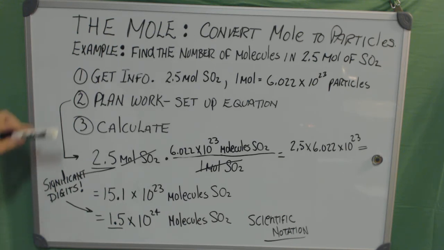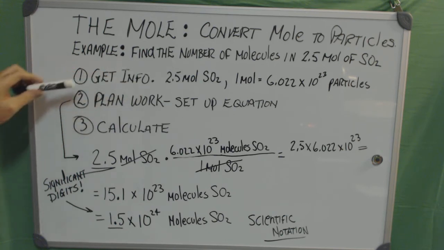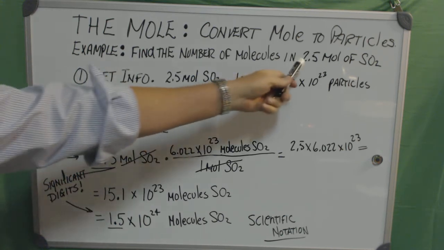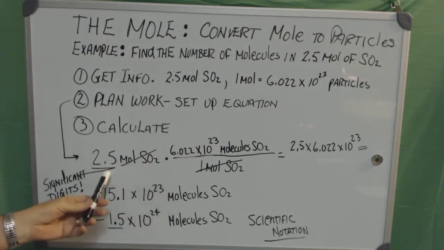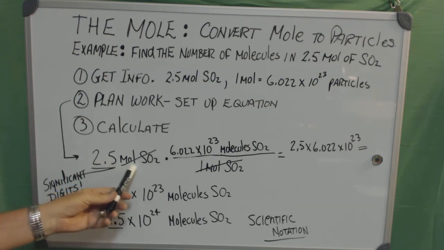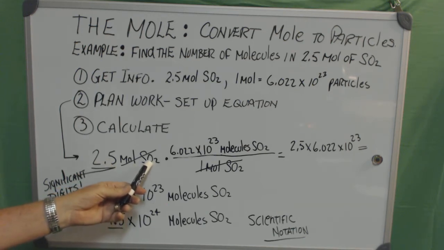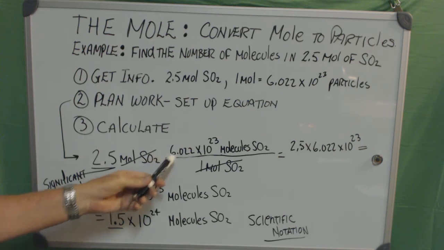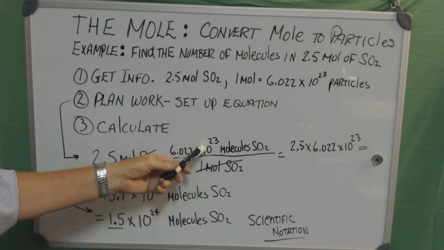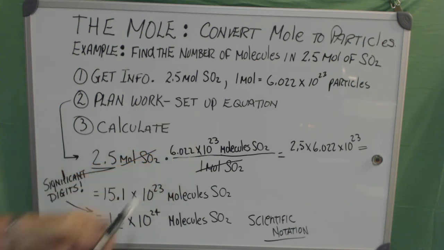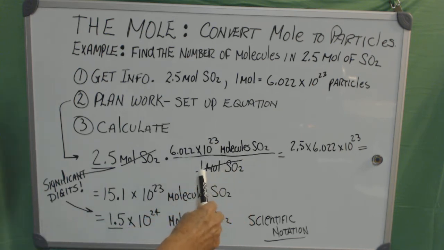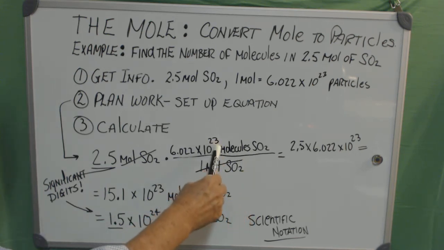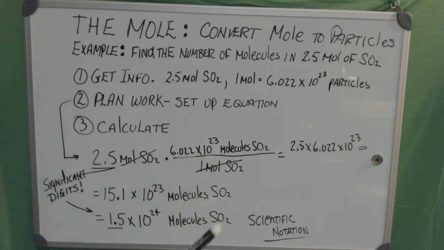So as soon as you identify the particles that we're using, that's what we're going to use to find the number of particles. When we plan the work, we want to set up an equation, and usually you take whatever information you have and start off on the left side of the equation. So we have 2.5 moles of sodium oxide, and I'm going to multiply that by some ratio that changes my units. This happens to be 6.022 times 10 to the 23rd molecules per mole of that material. This whole thing equals 1, and it's called a unit changer.